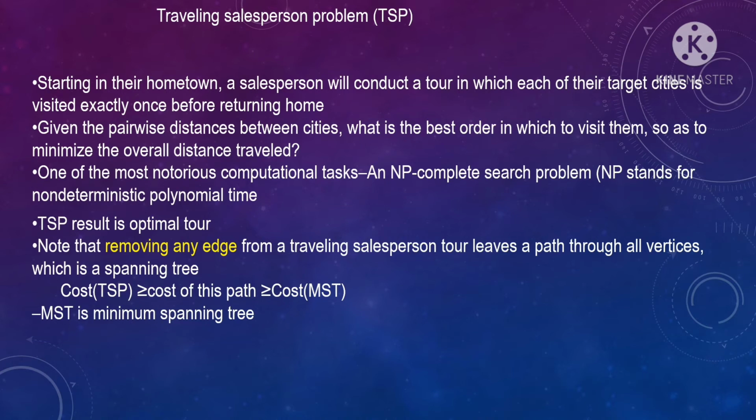TSP result is the optimal tour. Note that removing any edge from the traveling salesperson tour leaves a path through all vertices, which is a spanning tree. So cost of TSP is greater than the cost of this path, which is greater than or equal to the cost of the MST. MST is the minimum spanning tree.